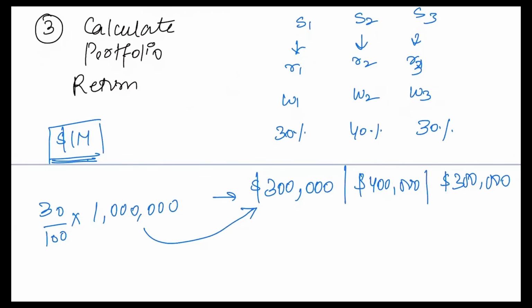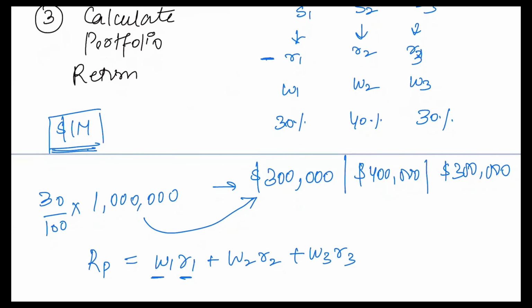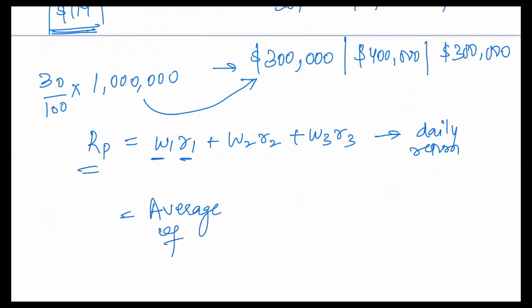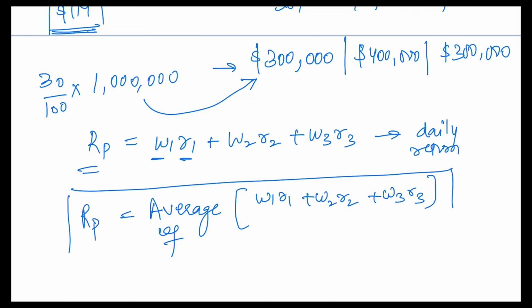So now how to calculate the portfolio return, right? The return of your portfolio will be W1 R1 plus W2 R2 plus W3 R3. So you are basically multiplying the weights with the returns, right? As we know, R1, R2, R3 are the returns of the individual stocks, that is S1, S2, and S3. So this is how you calculate the return of your portfolio. But this will give you the daily return, right? So now how to calculate the complete return for the whole time period that we have? Just take the average of it. So the average of W1 R1 plus W2 R2 plus W3 R3 will give you the portfolio return, right?